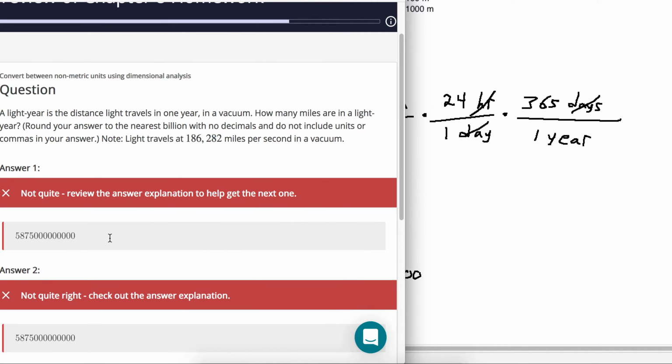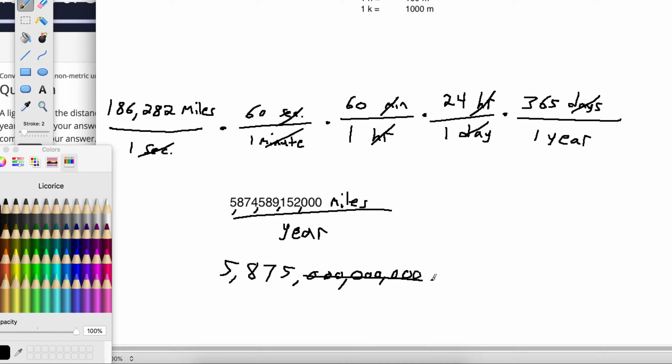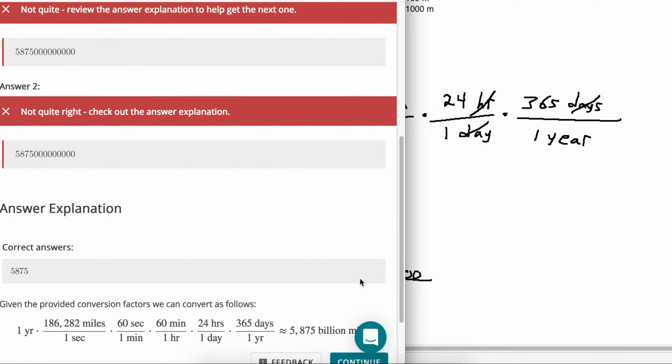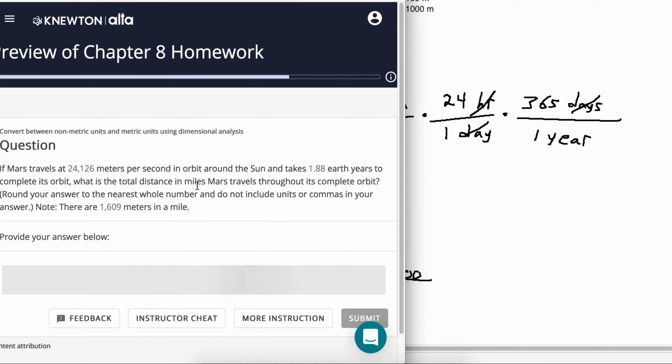Okay, so when you do yours, just don't include the zeros. They want it in terms of billions. Okay, so this is 5,875 billion, which is not something we typically say. But okay, so just watch out for that when you do your assignment. Okay, let's see what else we got here.